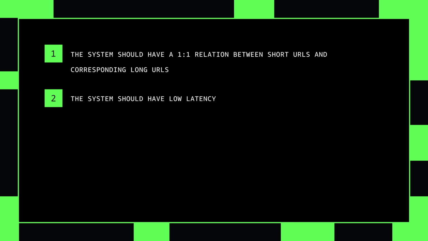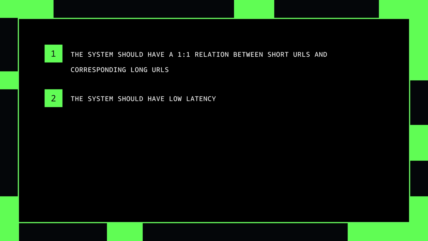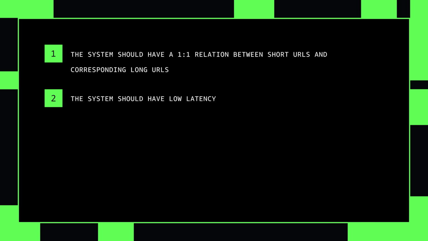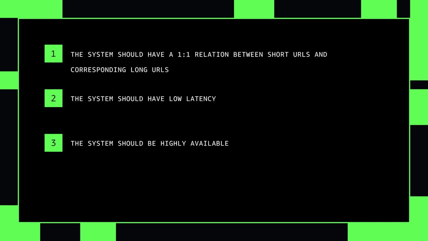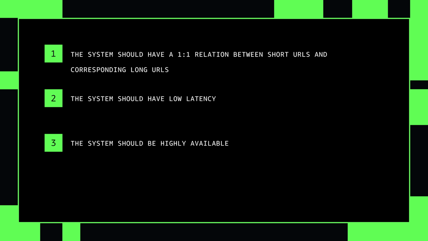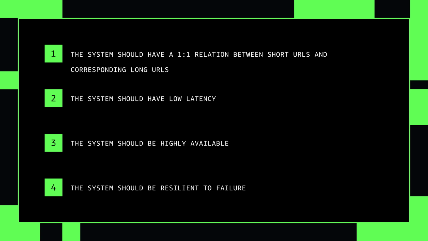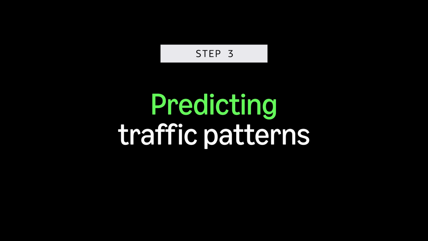The system should have low latency, meaning the time from a client request until the response is short. You can set a specific threshold, like responding in less than 100 milliseconds, for example. The system should be highly available, meaning the system should be continuously available with no or close to no downtime. The system should be resilient to failure, meaning it should be able to adapt to and recover from errors and failures.